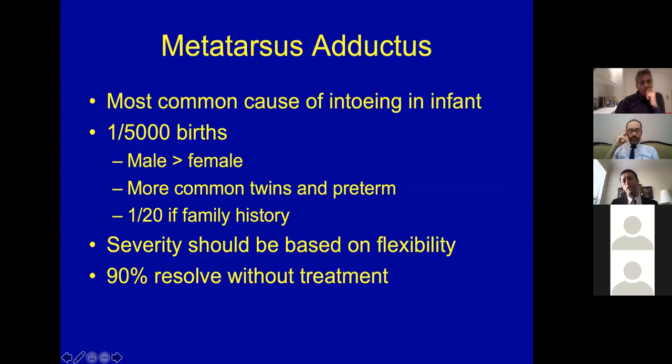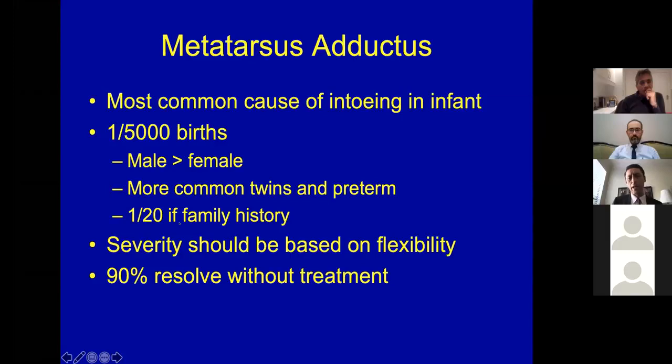But most likely, with the malrotational deformities of the lower extremity, metatarsus adductus is most common, contributing to the appearance of in-toeing gait, but actually it is not the tibia, it is not the femur, it's just the foot that is deformed. And metatarsus adductus, the most common cause of in-toeing in an infant, represents around 1 in every 5,000 births. It's more common in male than female, more common in twins and preterm babies, around 1 in 20 with family history.